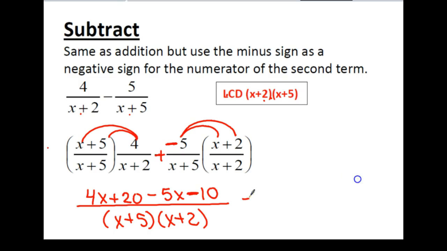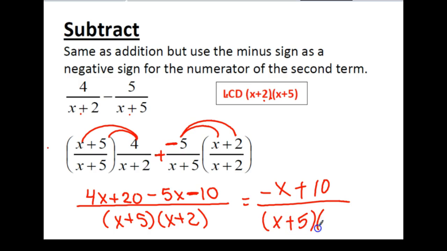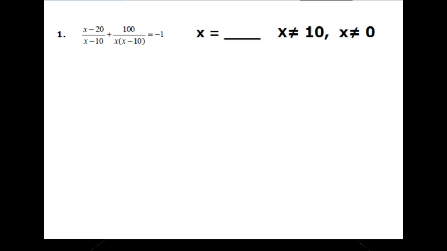Then we combine like terms, and that's going to be a 10 over the common denominator. Nothing else will cancel. And then last, we have some solving problems.